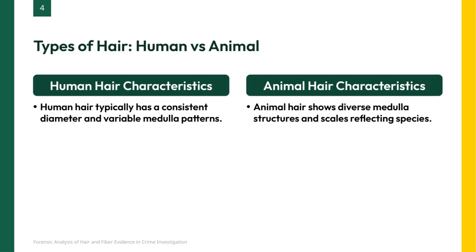When we compare human hair to animal hair, there are some clear differences to note. Human hair usually has a fairly consistent diameter along its length, and the medulla, the central core, can vary in pattern but tends to be less complex. On the other hand, animal hair is much more diverse. The medulla structures vary widely depending on the species, and the scales on a hair's surface can tell us a lot about the particular animal. These differences are important when analyzing hair samples, especially in fields like forensic science or biology.